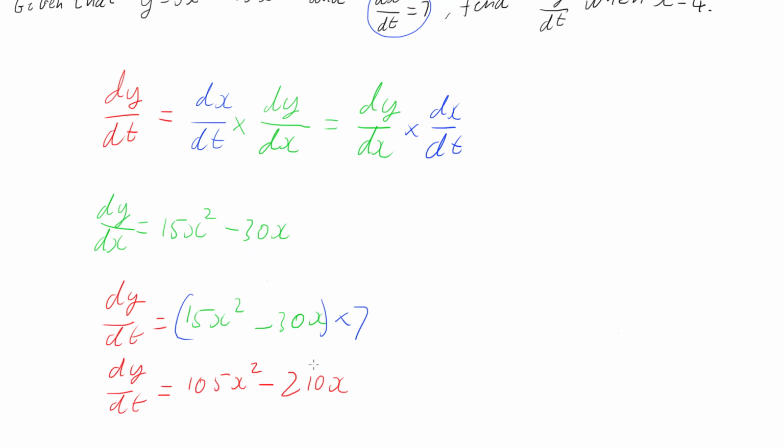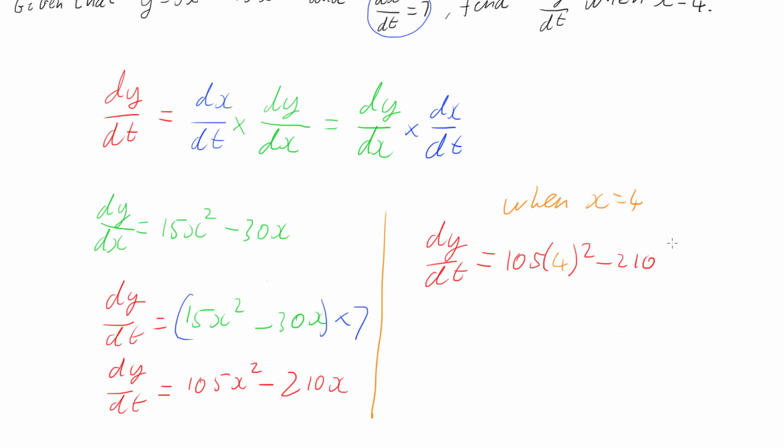So now we know dy/dt, and we just want to know what is the value of that when x equals 4. So when x equals 4, what are we going to have? Well, that means that dy/dt is going to be 105 multiplied by 4 squared minus 210 multiplied by 4. And if we work that out, that's going to give us dy/dt when x equals 4 to be 840. And that's it. That's what we were asked to do.